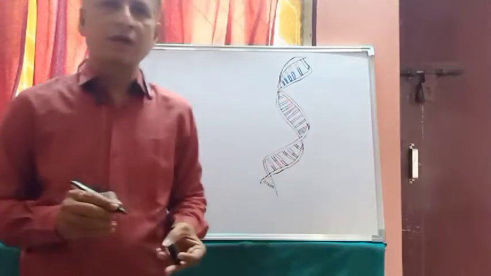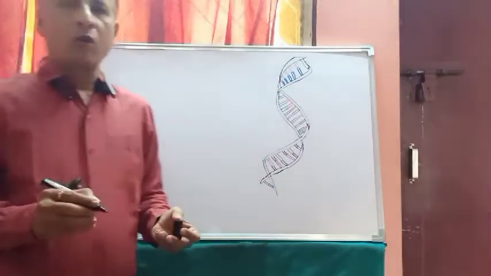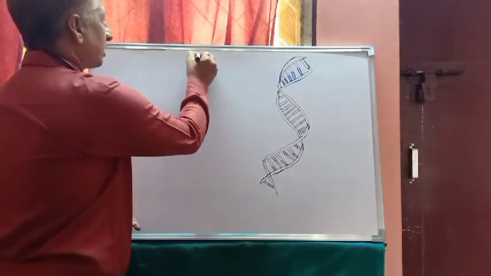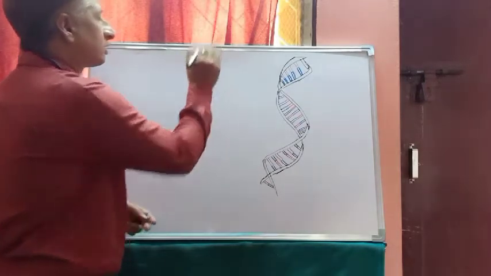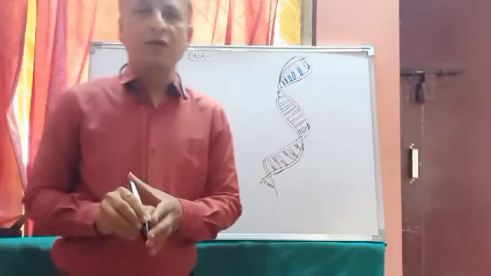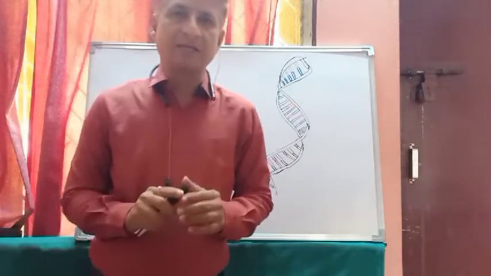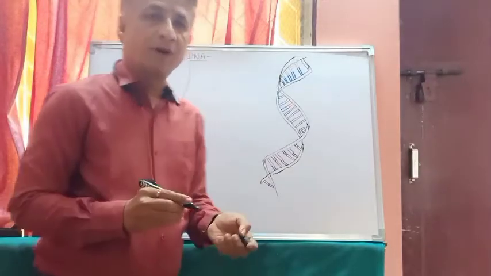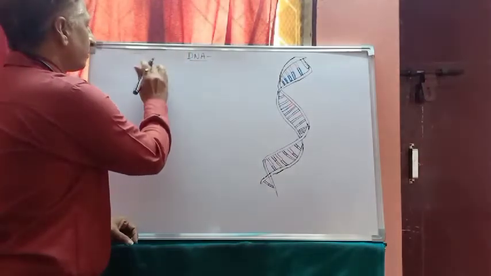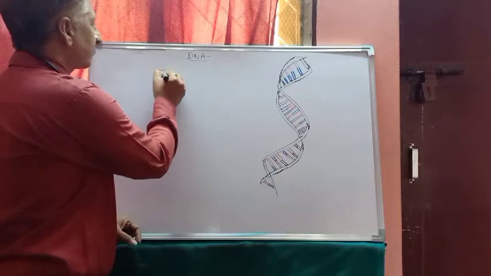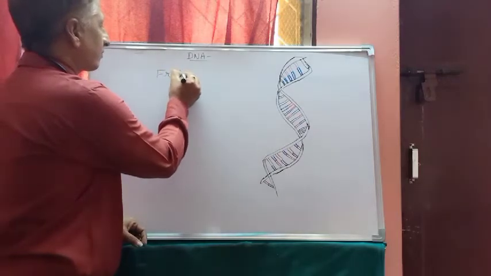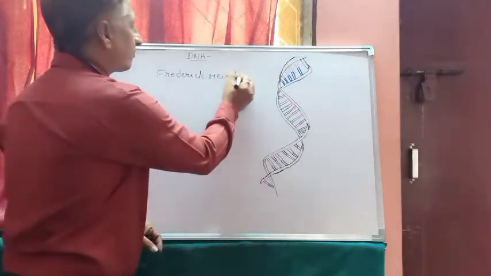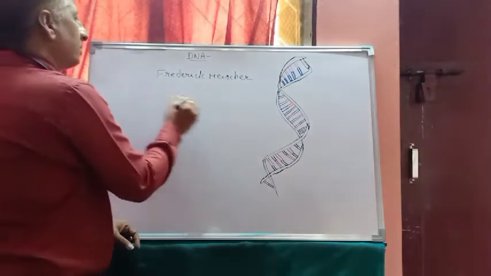Now, today we are going to deal with one topic, that is DNA. So, what is DNA? Already you know that it is deoxyribonucleic acid. This acidic nature was observed by Mr. Friedrich Miescher. Okay.